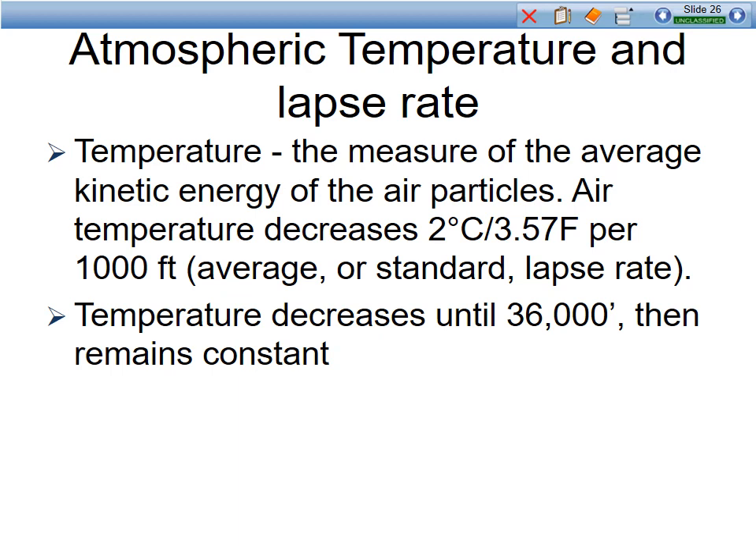Temperature is the measure of the average kinetic energy of the air particles. Air temperature decreases at what's called a standard lapse rate, and that's going to be 2 degrees Celsius or 3.57 degrees Fahrenheit per 1,000 feet. It's going to continue to follow the average lapse rate until about 36,000 feet, and then it will remain constant.